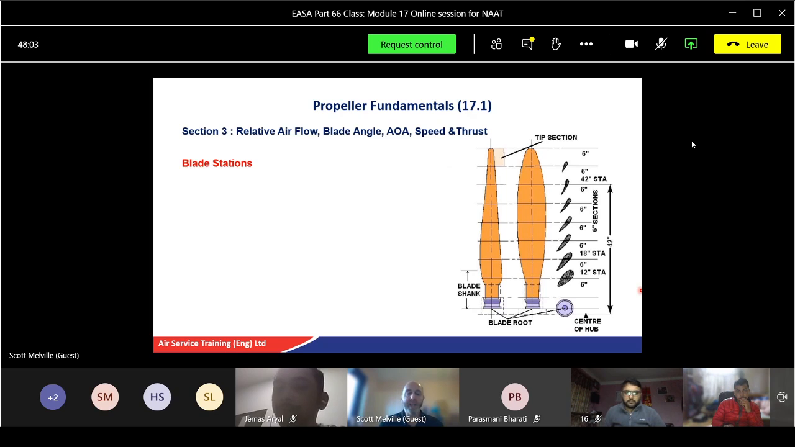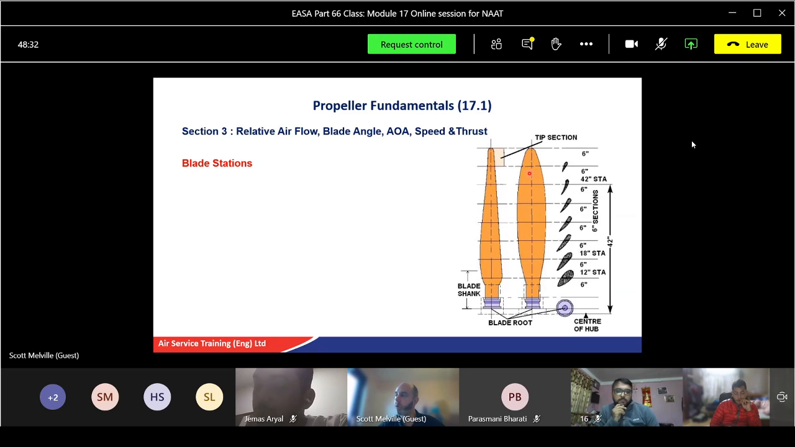We'll look at what are called blade stations. The propellers on an aircraft don't have these lines on. There is a line on there that we'll come to in a minute, but the lines represent stations, each a certain distance apart. Look at the blade root here, where the blade joins the hub. In this example, if we draw a line every 6 inches up to the tip, each is an individual station.